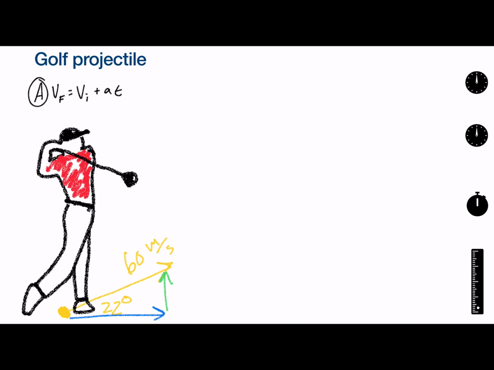But we can't directly use this information until we figure out the vertical and horizontal velocity components. In the vertical component, we can calculate vertical launch velocity as sine of 22 degrees times the hypotenuse, or resultant velocity, of 60 meters per second. This results in a vertical launch velocity of 22.5 meters per second.